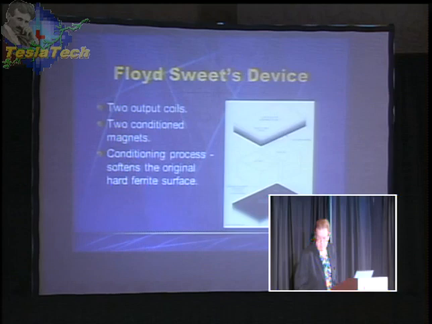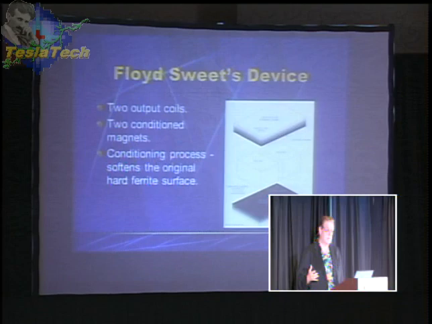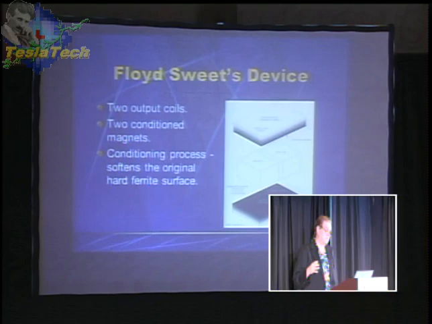And today you can mostly get, I think, strontium, but it's a much harder material. With the barium magnets, you can demagnetize them much easier. And that's what Floyd was doing: he would soften the side that's nearest these coils. He would soften the surface. In other words, he would take the permanent out of the magnet. He would lessen the coercive force on these magnets, and he would soften them. So you would end up with a soft ferrite surface that can be manipulated by fields produced by these double coil arrangements.